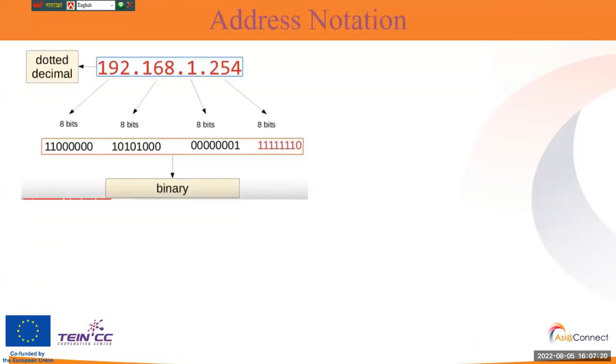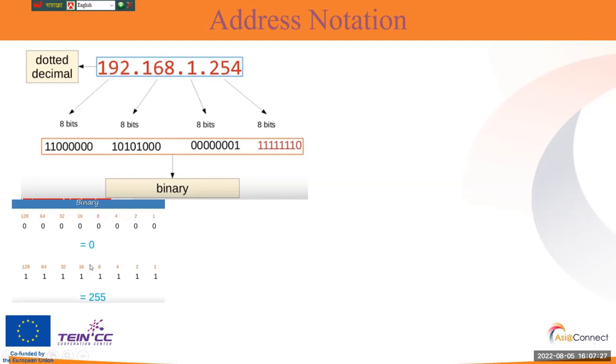This is the address notation, dotted decimal. This is the binary. So binary to decimal, how can you convert it? I think you are already familiar with this. This is the 8-bit, and every symbol of 0 or 1 in this position has a positional value. You are already familiar with the decimal number 103. That means 3 has a positional value of 1, 0 has a positional value of 10, and 1 has a positional value of 100.